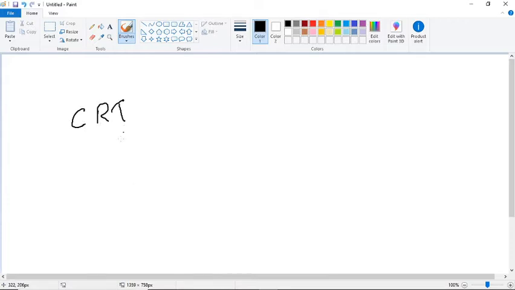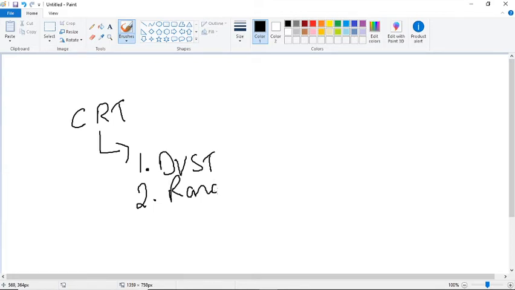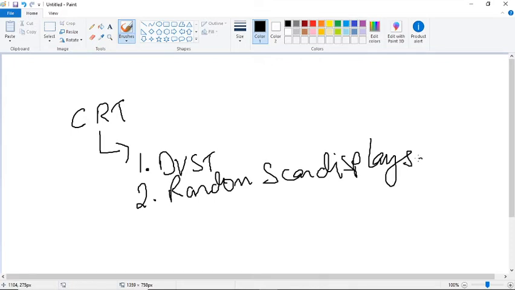In specific, we've already talked about CRT monitors and the different kinds of display devices that use this cathode ray tube technology. The first one was DVST. We talked about the DVST tube. Then we also talked about random scan displays. So we've talked about two of these display devices that use CRT monitors.